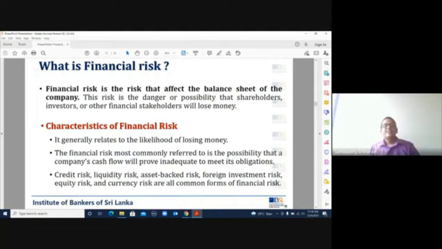Market risk has several. Actually, credit risk also can be segregated into several categories, mainly 2 categories. We will discuss that later on. So these 3 characteristics are available in financial risk.